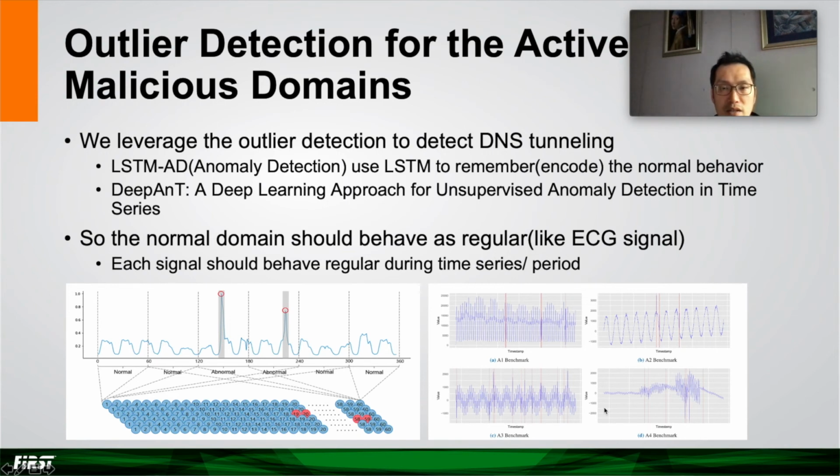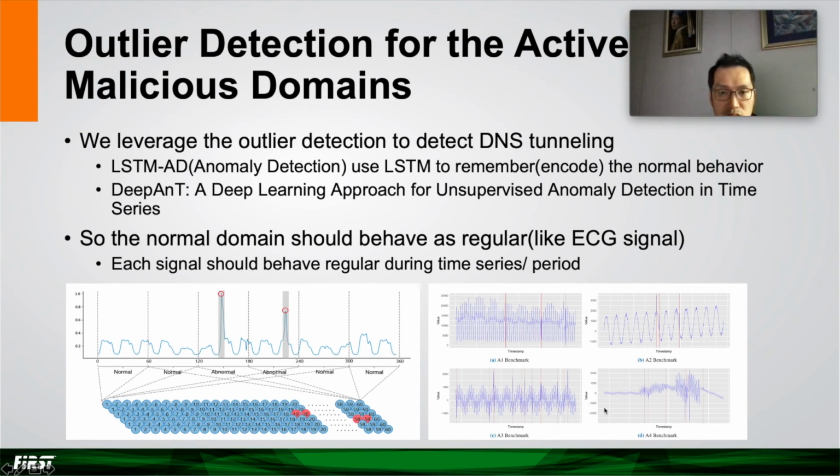Outlier detection is widely used in industry and the medical area, including defect detection. Even some medical equipment is used to detect irregular heartbeat signals, such as the Apple Watch we use. We hoped to use the same domain features to apply the detection method with LSTM anomaly detection, as the paper shows, and also the DeepAnT, a deep learning approach for unsupervised anomaly detection in time series, is also doing that.